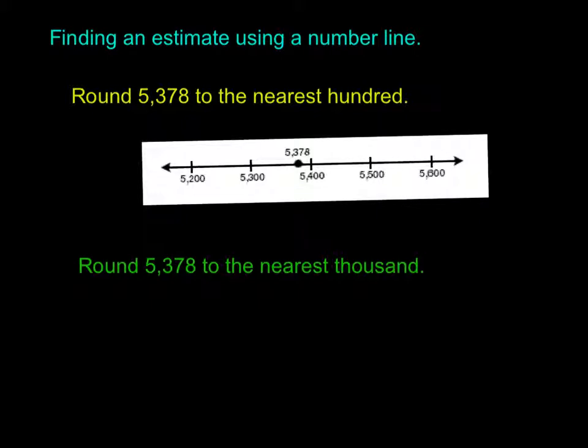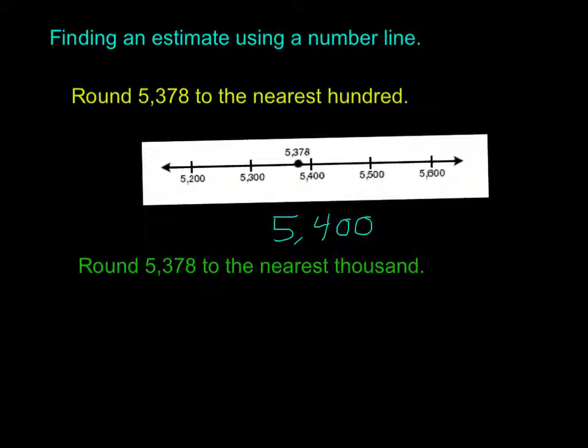So our answer here would be 5,400. On our second one down here, it says round 5,378 to the nearest 1,000. So in this case, we're rounding to the nearest 1,000. On our number line up here, it's all the 5,000s, so we're not going to worry about the number line here, but we're going to round 5,378 to the nearest 1,000.